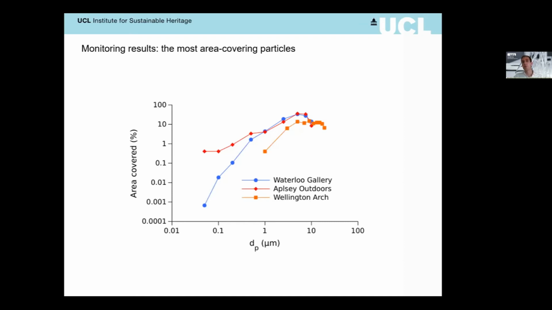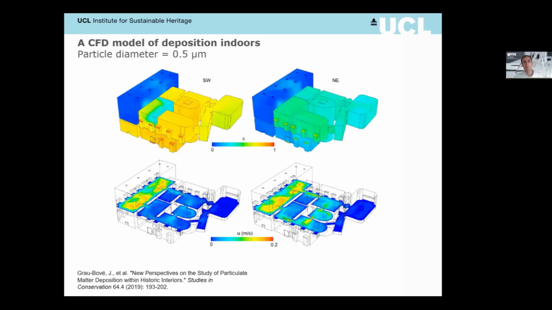Another thing that I did was comparing these measurements of deposition of particles of different sizes against simulations using computational fluid dynamics. So I developed a model that produced colorful simulations like this. What this image is showing is the internal spaces of this building, of Apsley House, colored according to some of the parameters that the model predicts. In the image above, what we are seeing is the indoor-outdoor ratio. So it's the concentration of particles of a certain size. So you need to do separate simulations for separate sizes.